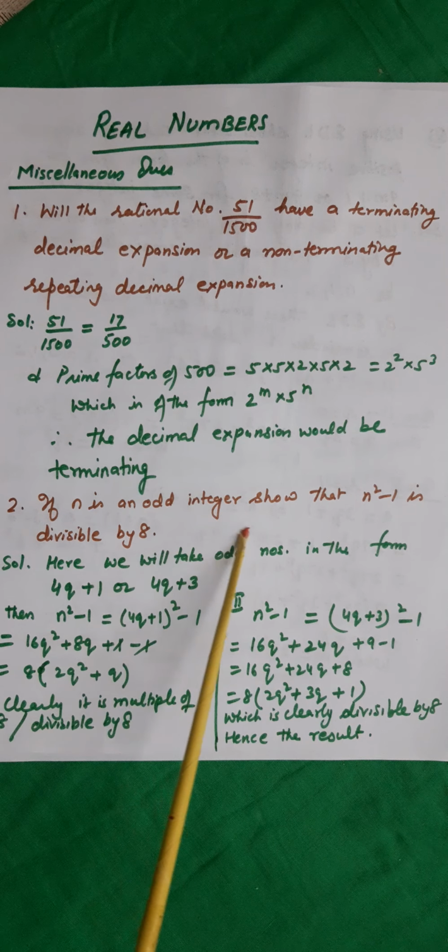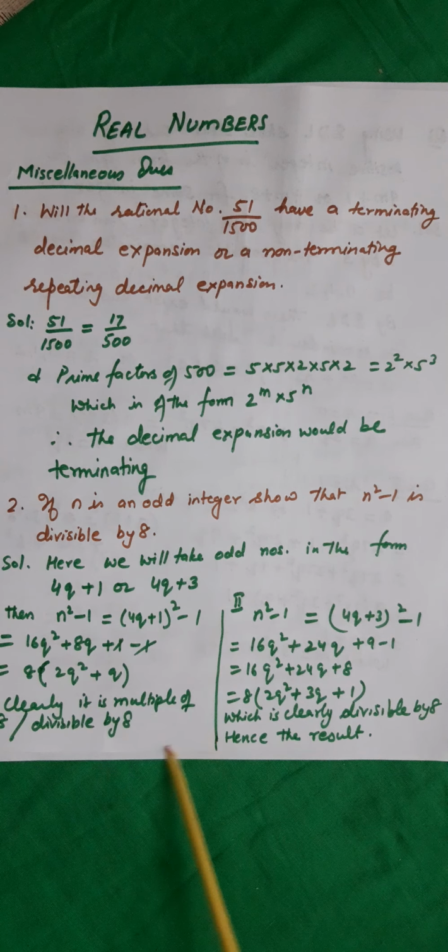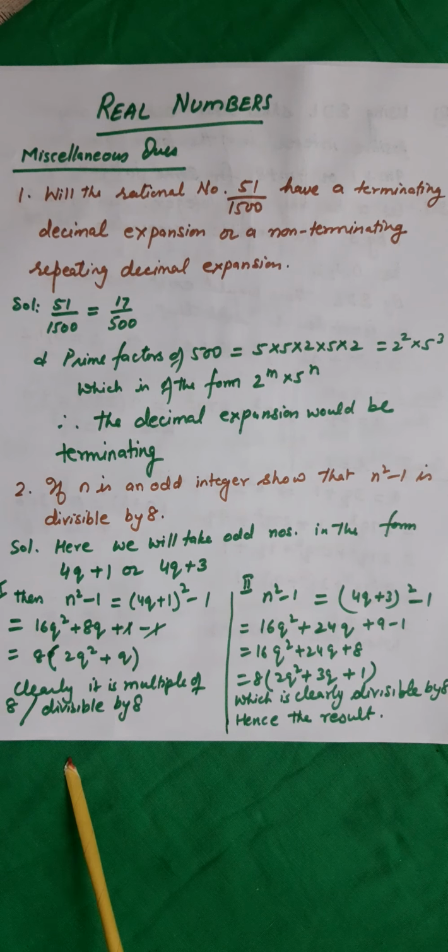Question number 2. If n is an odd integer, show that n square minus 1 is divisible by 8. Here, we will take odd numbers in the form 4q plus 1 or 4q plus 3.